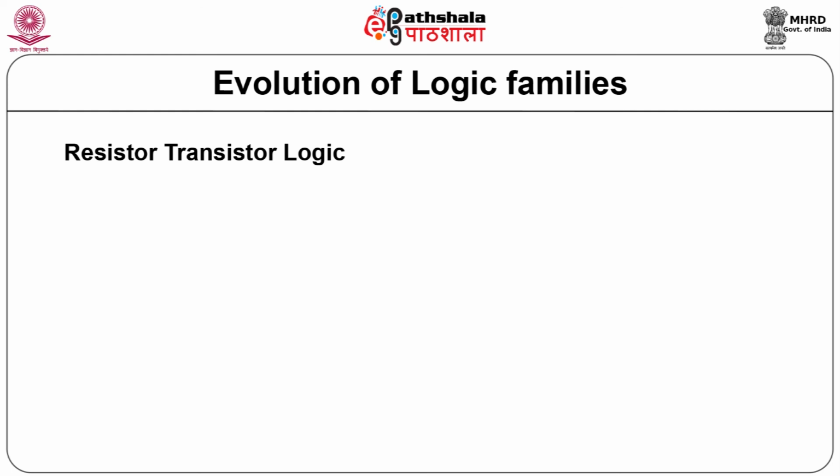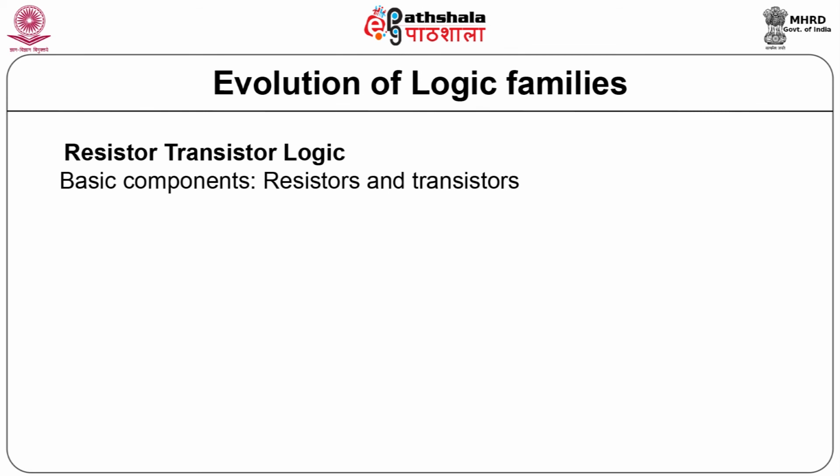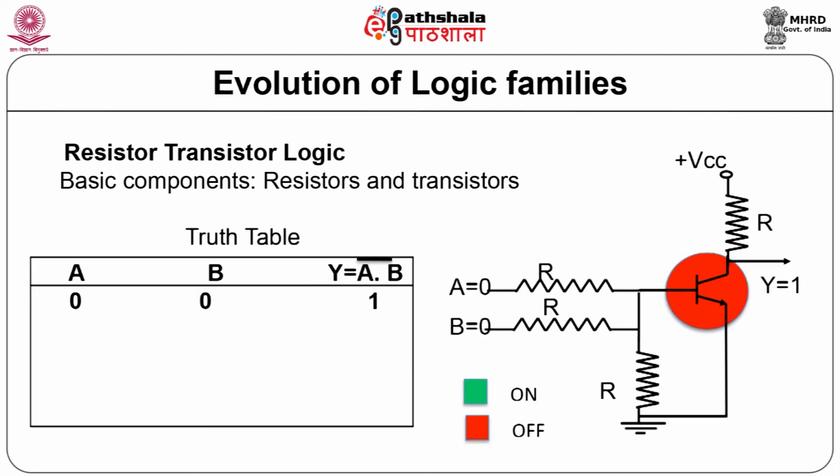Consider the next logic circuit, that is resistor transistor logic. The basic components used are resistors and transistors. You can see on the slide the circuit diagram. It consists of resistors and transistors only. Let us see how it works for a NAND gate. When both A and B are 0 0, then the transistor will be off and output will be 1.